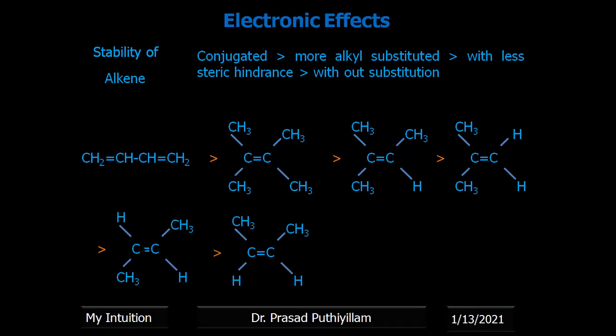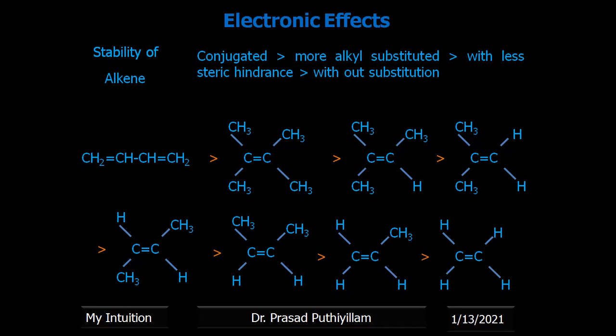The first case is the trans case, and the next case is the cis case. Here, due to steric hindrance, the CH3 groups are on the same side of the double bond, which creates steric hindrance. Whereas with the same two substituents, when the methyl groups are on opposite sides, there is not much steric hindrance. Therefore, steric hindrance is also considered after the electronic effects. Then comes the monosubstituted and unsubstituted cases.